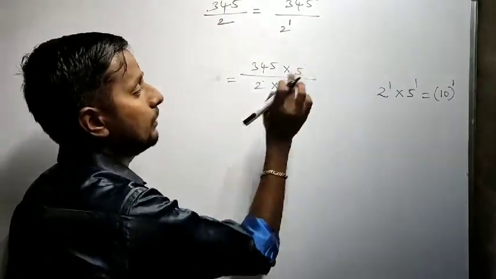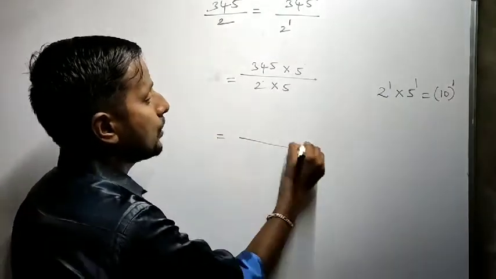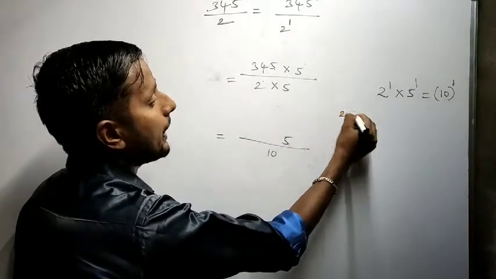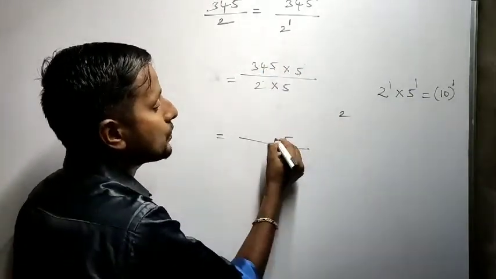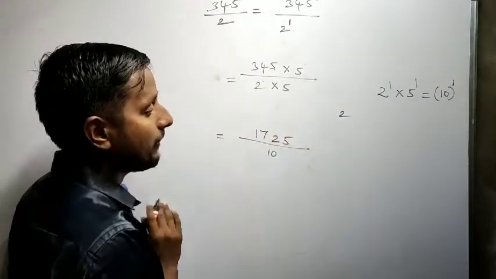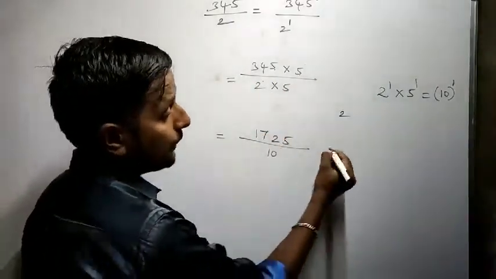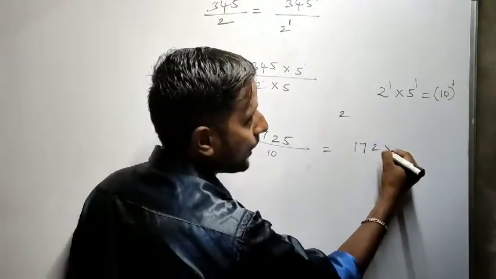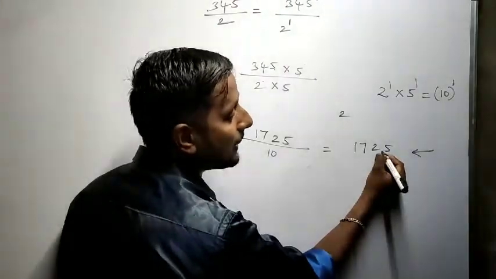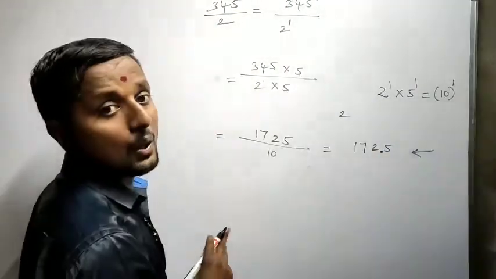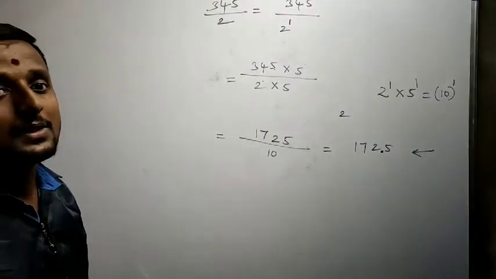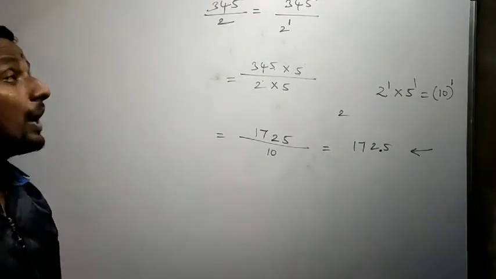Now look, 5 2s are 10. 5 5s are 25, carry 2. 5 4s are 20 plus 2, 22, carry 2. 5 3s are 15 plus 2, 17. Look at the numerator, we have 1725. From the right side, look at the denominator, a single 0. That means after a single digit there is a decimal. So now the answer is 172.5. Okay, this is about the second theorem. We have a third theorem also.